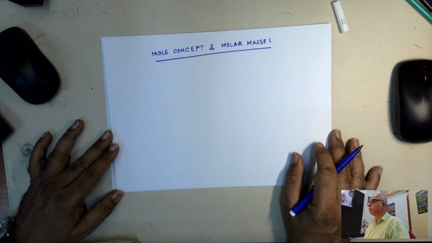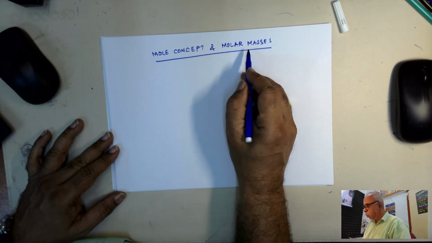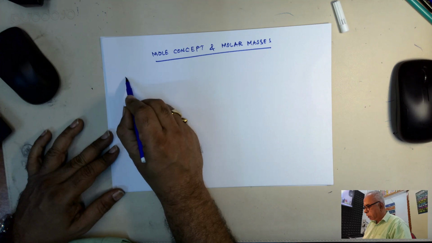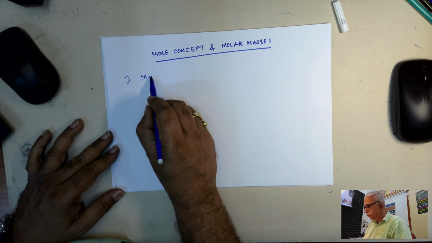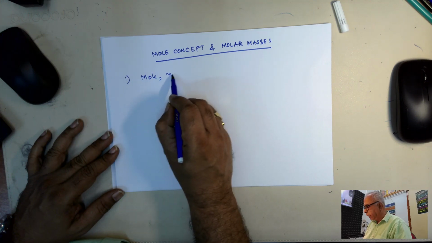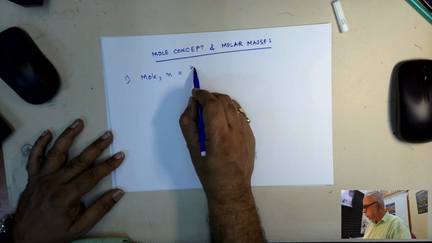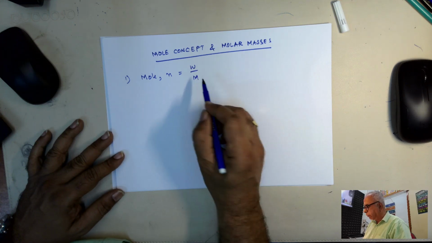Mole concept and molar mass. Let us discuss the mole. Mole is represented by n, and that is nothing but weight by molecular weight.